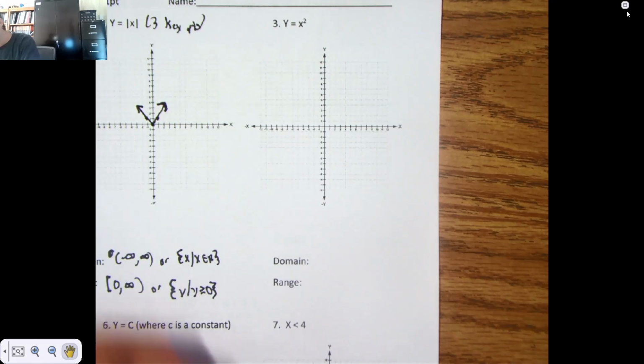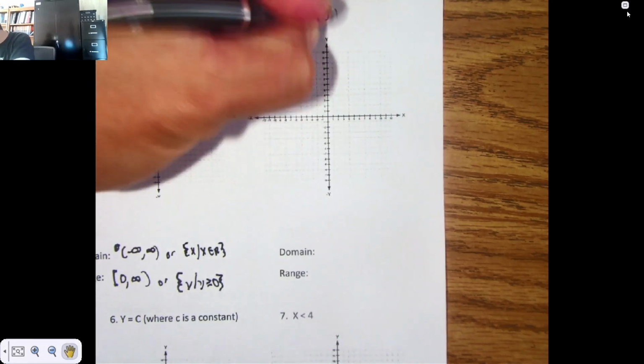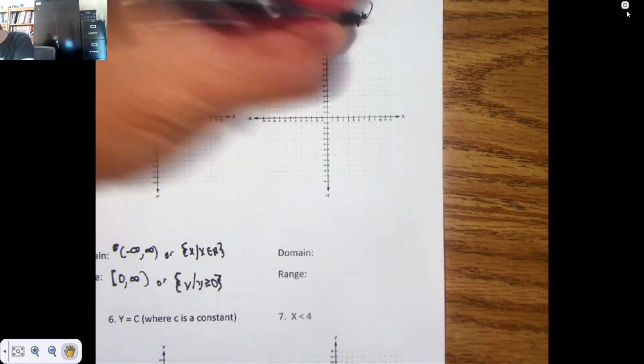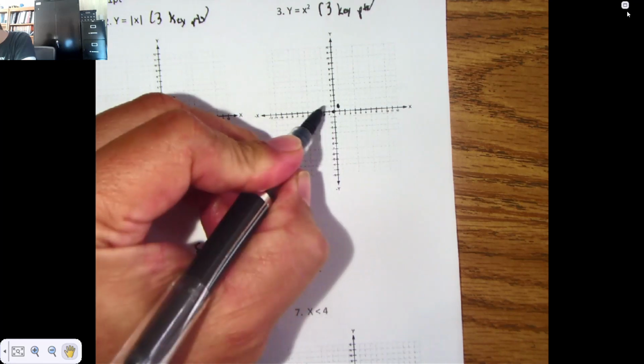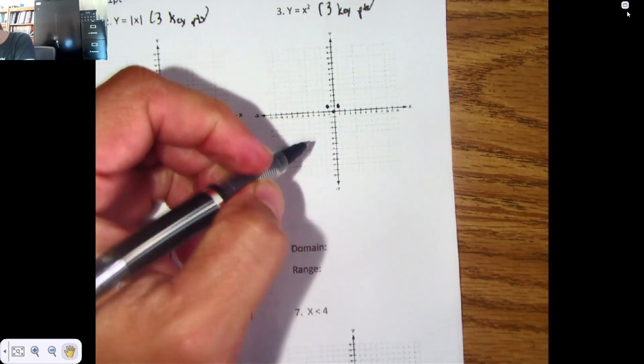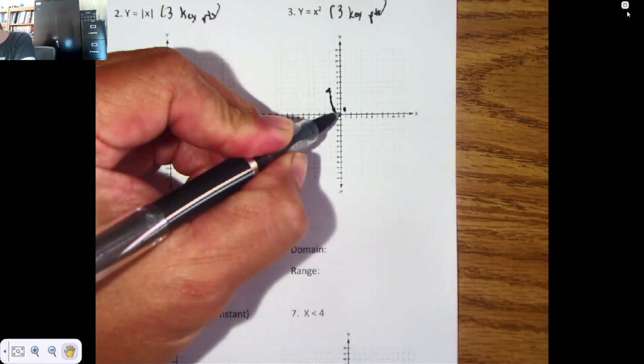Now we have x squared, something we also talked about in all the prereqs. Also has 3 key points. She contains (0, 0), (1, 1), and (-1, 1). And she is a u, the parabola.